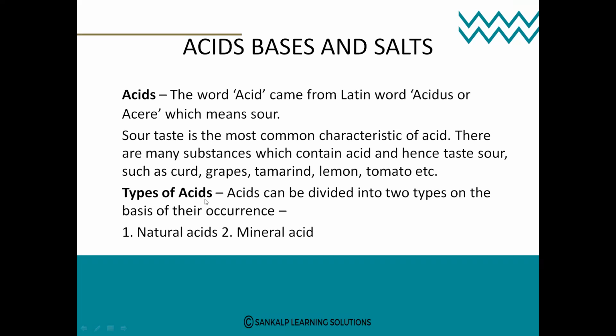Now, what are the types of acids? Here we are going to discuss the types of acids. Acids can be divided into two types based on their occurrence: natural acids and mineral acids. Natural means organic, and mineral means inorganic acids.